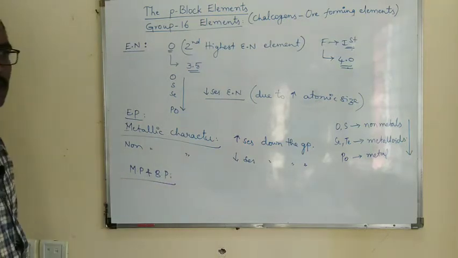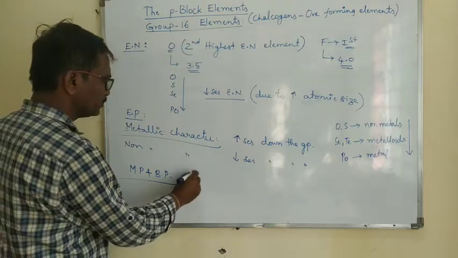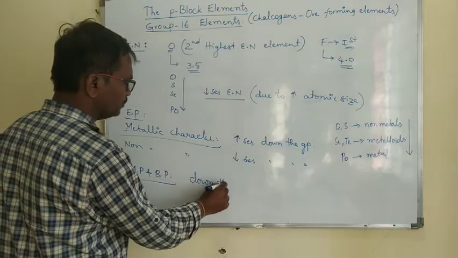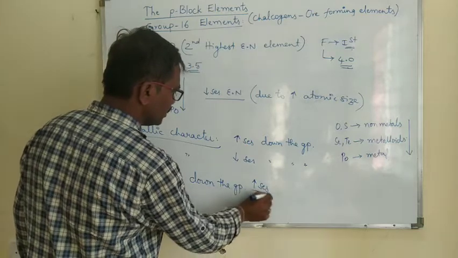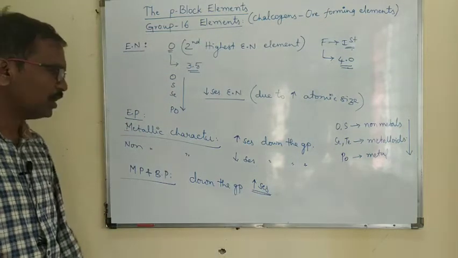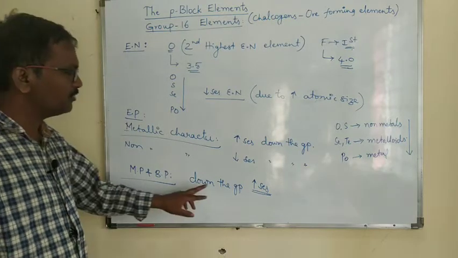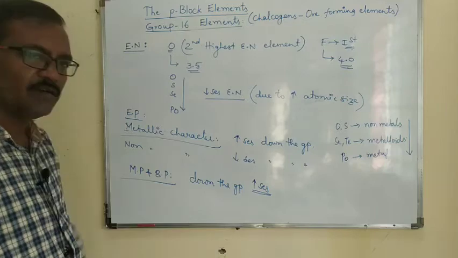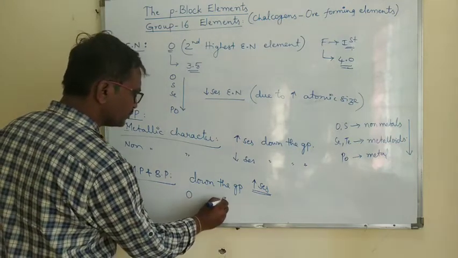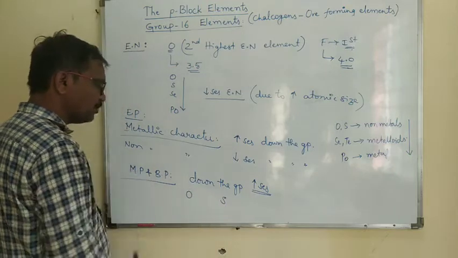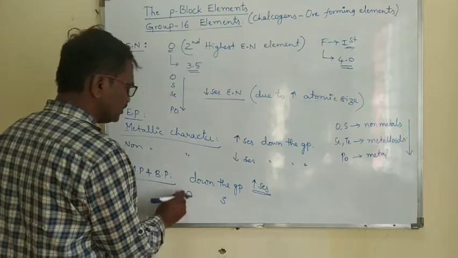In the same way, melting points and boiling points. You have studied that as molecular weight increases, these generally increase. So down the group, melting and boiling point increases, right? Generally, oxygen is a gas. The larger difference between oxygen and sulfur in the melting points and boiling points is due to their atomicity, right?